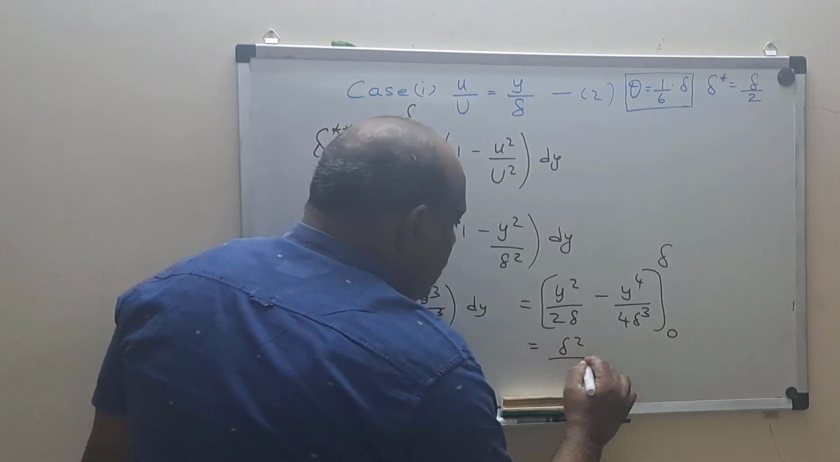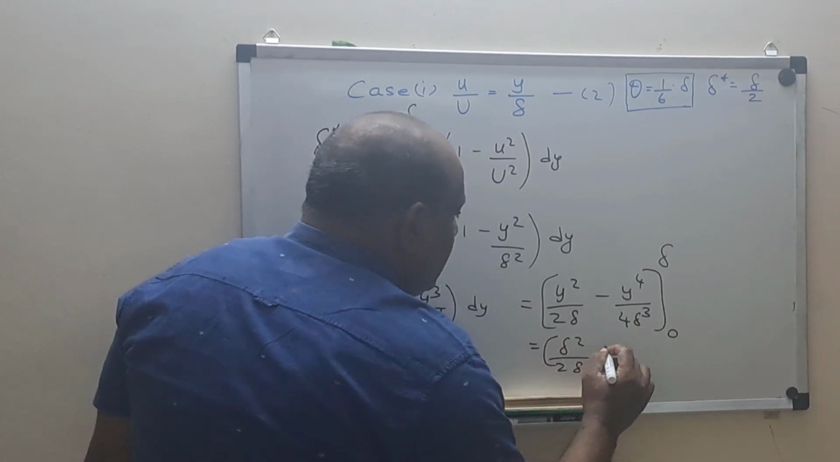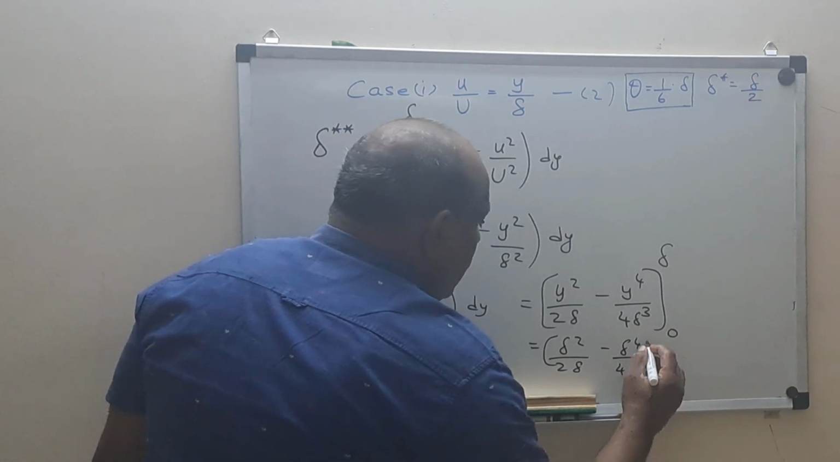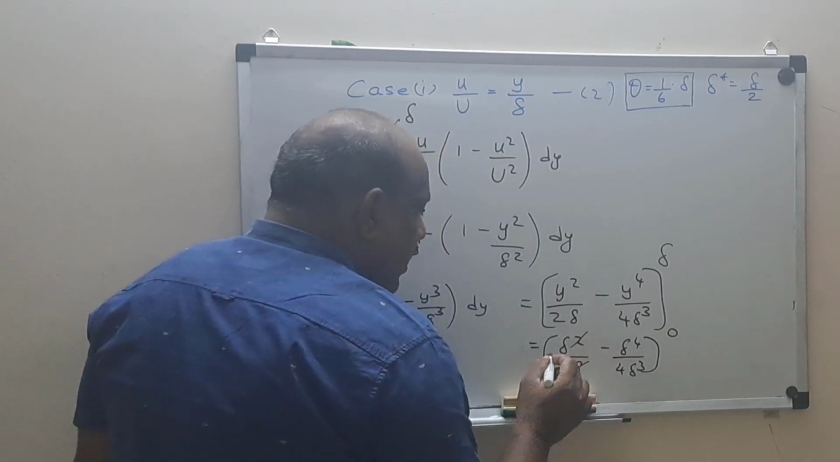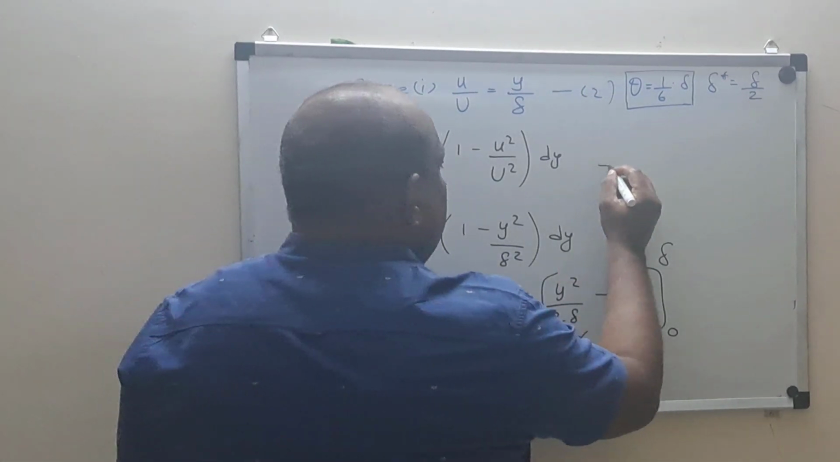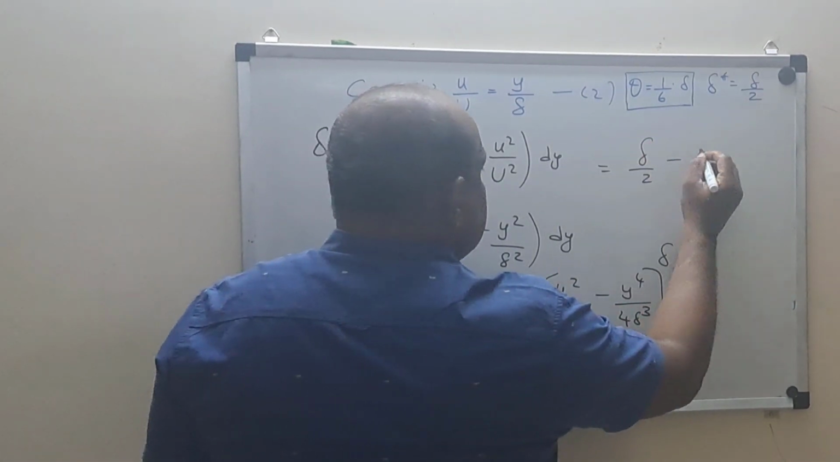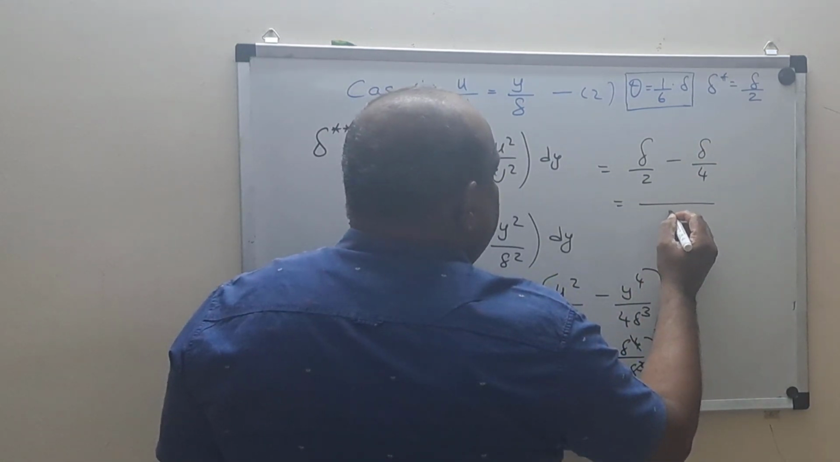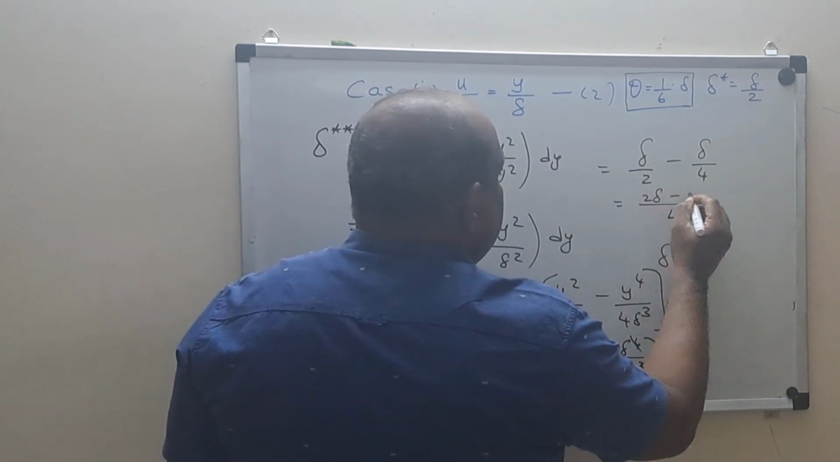So it will become delta squared by 2 delta minus delta power 4 by 4 delta cube. So one delta and one delta goes away, delta cube and delta cube goes away. So the answer will be delta by 2 minus delta by 4. So the answer will become, I can take the LCM as 4, it will become 2 delta minus delta.